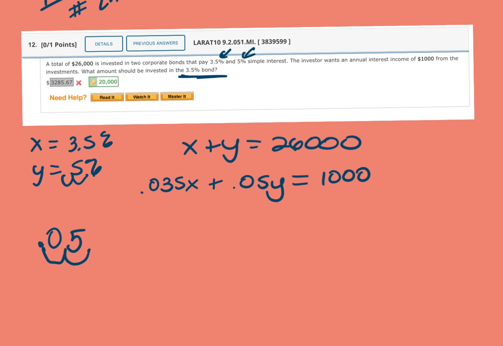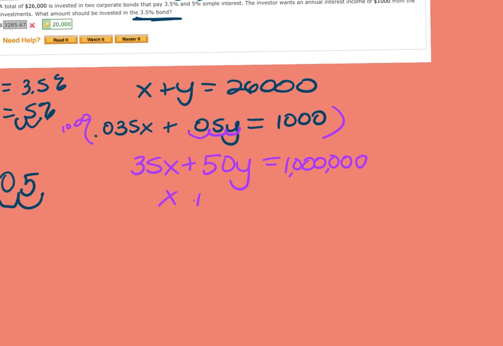Oh, I see. Yeah. Okay, to get rid of the decimals, I have to move it 3 places to get rid of the 1 on the 35. And that's 1,000. So 35x plus, this would go 1, 2, 3, which means 50y equals 1,000, and then add on 1, 2, 3 zeros. So it becomes 1,000,000. And then x plus y equals 26,000. So what I would do, we did these with substitution, and you still can. You can do substitution, but a lot of people choose elimination at this point, which I would probably have chosen. But I want to eliminate the y, not the x. So I'm going to multiply everything by negative 50.